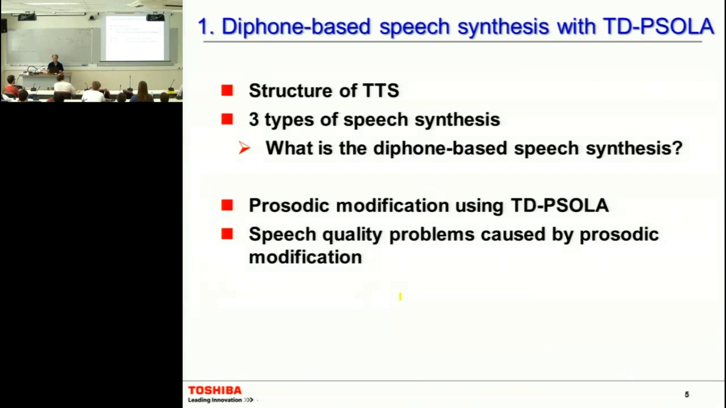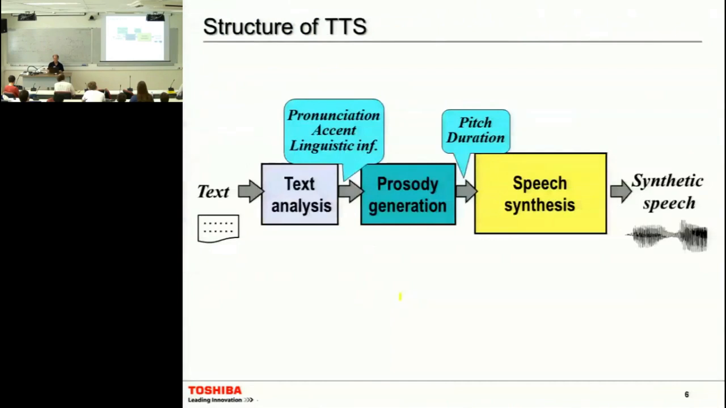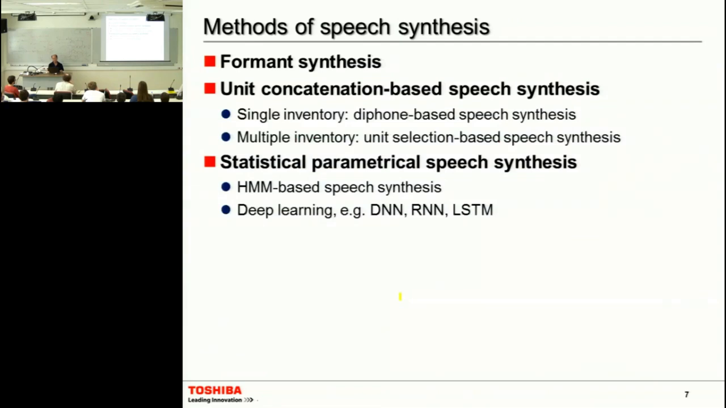And then I will talk about the prosodic modification using TD-PSOLA and speech quality problems caused by prosodic modification. This is a big issue in diphone-based speech synthesis. Okay, maybe I will skip this one. You already know that TTS systems have three major processing parts: text analysis, prosody generation, and speech synthesis. And there are three types of speech synthesis: formant synthesis, unit concatenation-based speech synthesis, and statistical parametric speech synthesis.